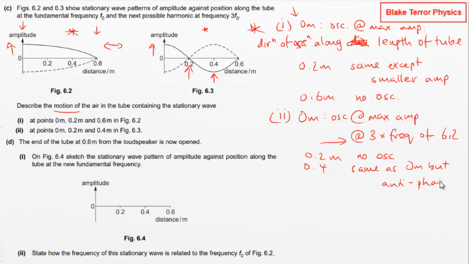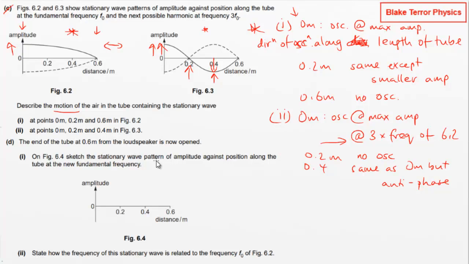Because when one of them's going up at 0 meters, it's going up here, it's going down here, and vice versa. So yeah, we got anti-phase, but the same sort of motion. Right, that was a nice bit of descriptive work to do there.